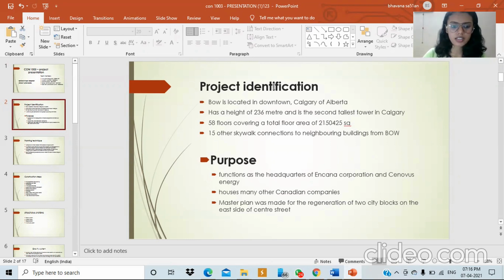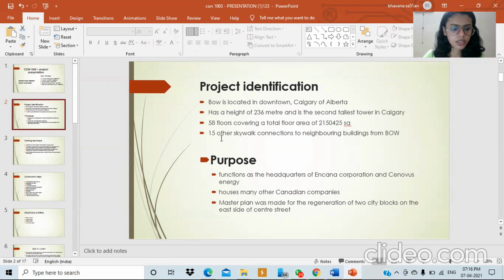The structure comprises 58 floors, and it was constructed by the Letco group of companies, and it costs around 1.4 billion. And there are also 15 other skywalk connections from the Bow to the neighboring buildings.